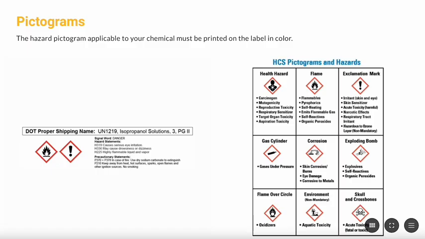The pictograms are health hazard, flammables, health irritant or other harmful effects, gases under pressure, corrosives, explosives, oxidizers, environmental hazards, and acute toxicity. It is important to pay attention to the pictograms on chemical labels to be aware of the potential hazards of the chemical and take appropriate precautions when handling it.